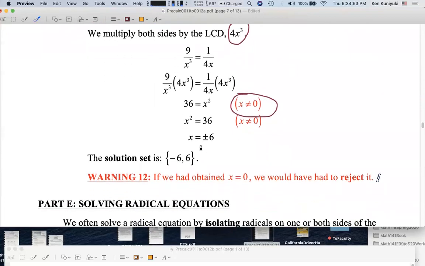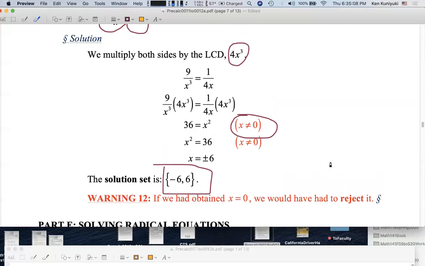We end up with x equals plus or minus 6. Neither one of these is 0, so these are both legal. These tentative solutions are in fact true solutions. This is our solution set. If we had gotten x equals 0, we'd have to reject it because we cannot divide by 0. That's a check.